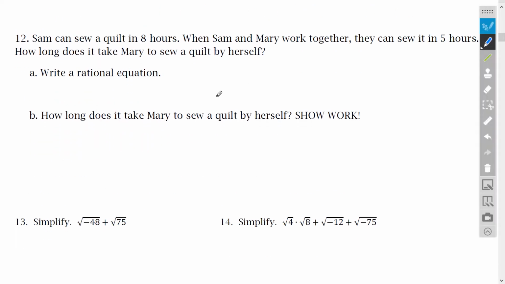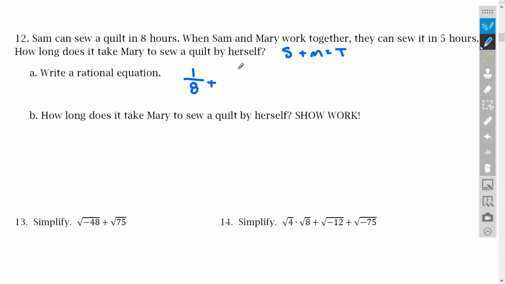Number 12. Sam can sew a quilt in 8 hours. When Sam and Mary work together, they can sew it in 5 hours. How long does it take Mary to sew a quilt by herself? Okay, so we have Sam's rate plus Mary's rate equals their rate together. Sam's rate is 1 quilt in 8 hours.